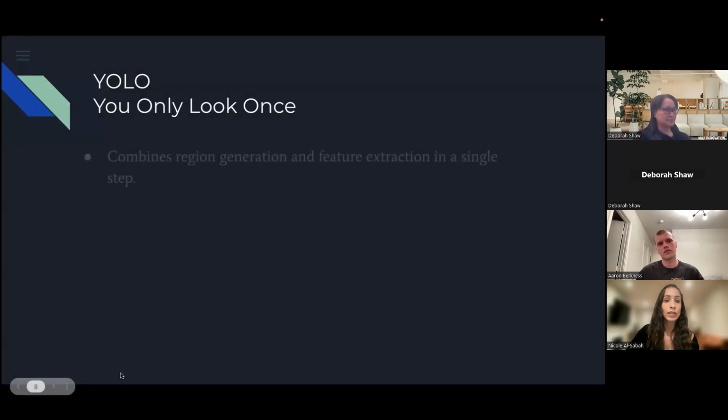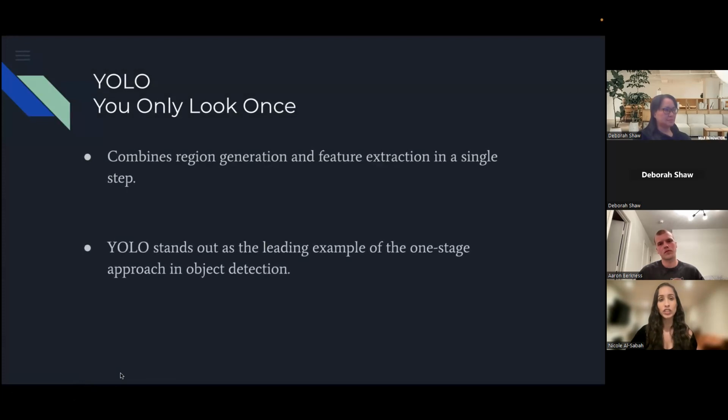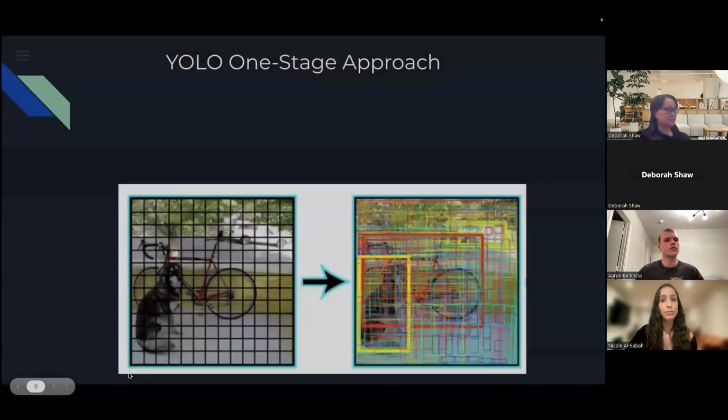YOLO is called You Only Look Once, and it's because it has the one step, so hence the once. It combines the region generation and the feature extraction in a single step. These two steps were in RCNN, and it combines them so that it has one step. YOLO is the most popular for the one-stage approach of object detection that's out there right now.